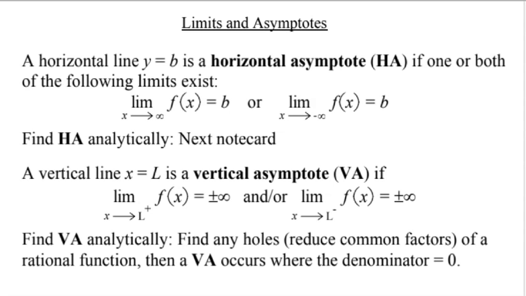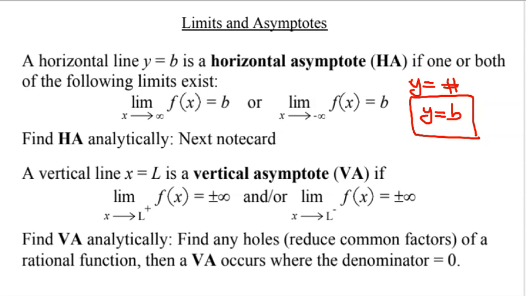The way we express the horizontal asymptote is y equals a number. So let's say when you take the limit of this f of x function as x approaches infinity and the result is b, that means that y equals b is going to be our horizontal asymptote equation.